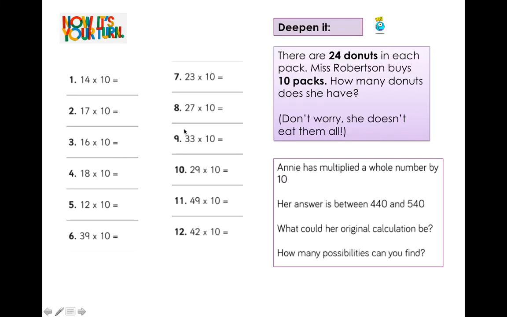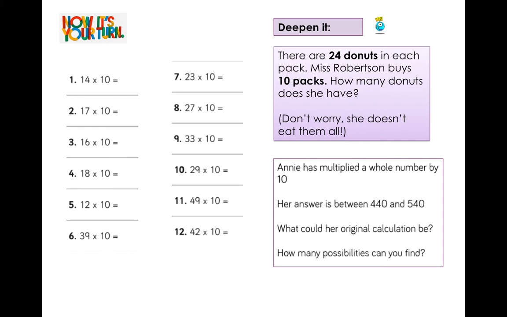Now then, it's your turn. We have 10 questions like we've just done to work through. You can just copy those out onto paper, multiplying those numbers by 10. Then we've got to deepen it. It says there are 24 donuts in each pack. Miss Robertson buys 10 packs. How many donuts does she have? And please don't worry, I don't eat that many donuts.